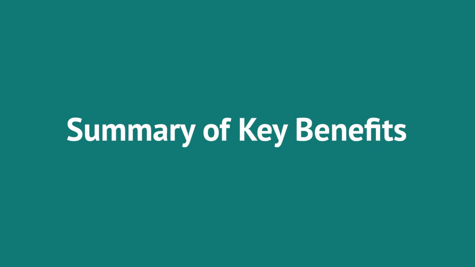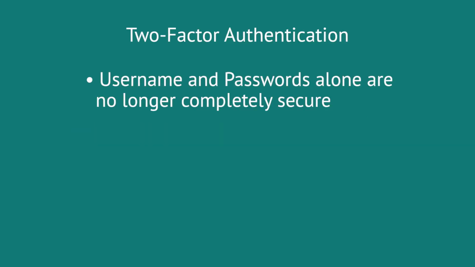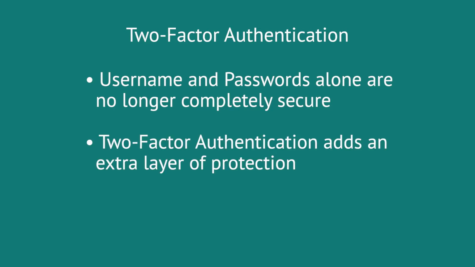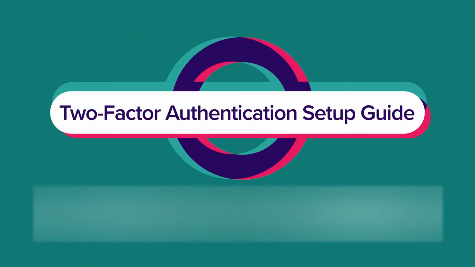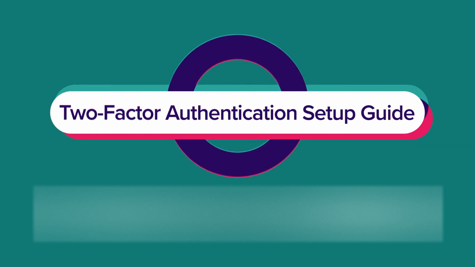To summarize everything we've covered in this video, usernames and passwords alone are no longer secure enough to ensure there is no unauthorized access to your system. Two-factor authentication adds an added layer of validation that can make a breach far less likely. It's simple to set up, and as long as you are in a system administrator role, you can set it up yourself. For full step-by-step instructions, you can download our two-factor instruction guide.